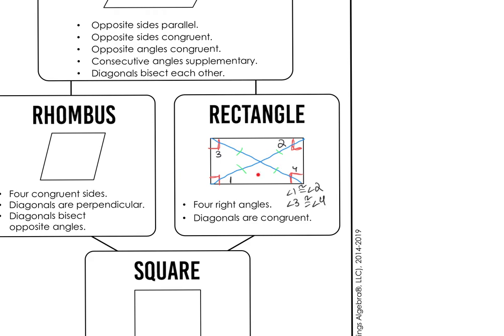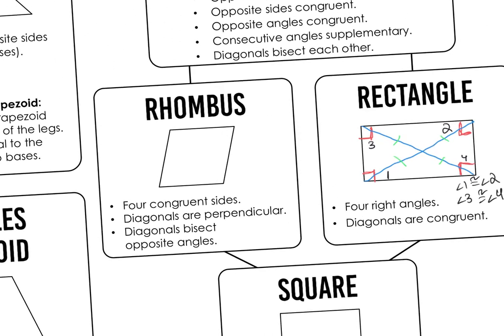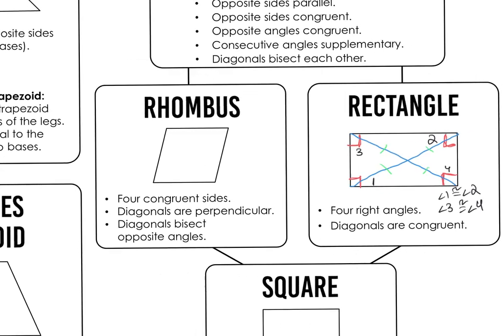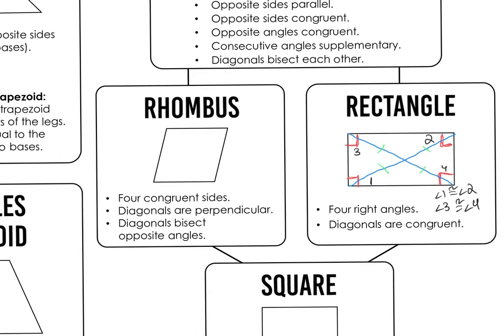Let's come over here to rhombus. So a rhombus, we know, is a parallelogram with 4 congruent sides. That's one thing specific to a rhombus that is not true in a rectangle. Right? In a rectangle, the angles are the same.